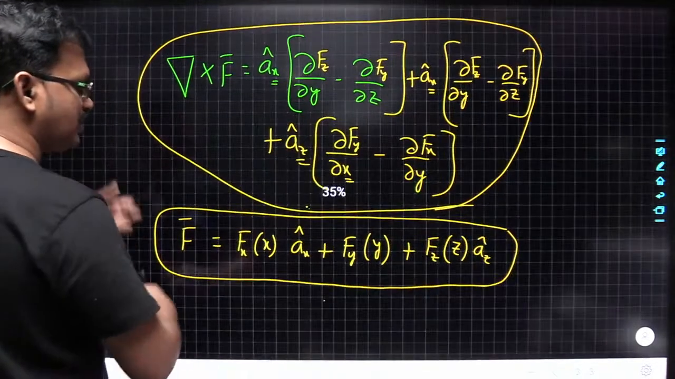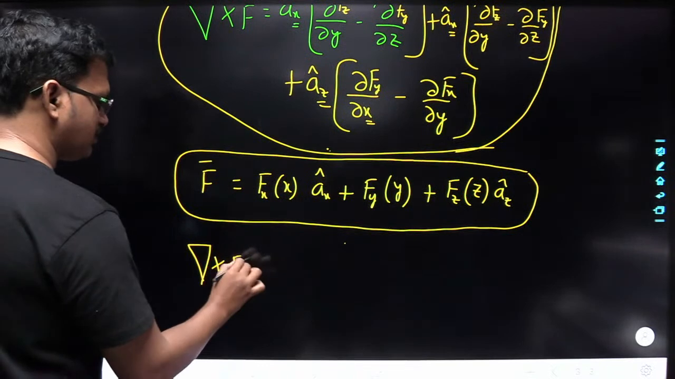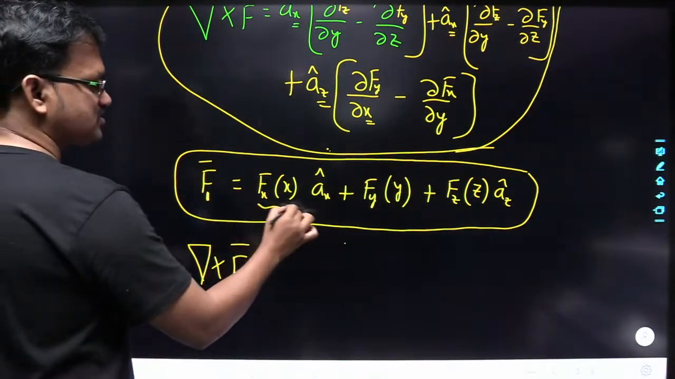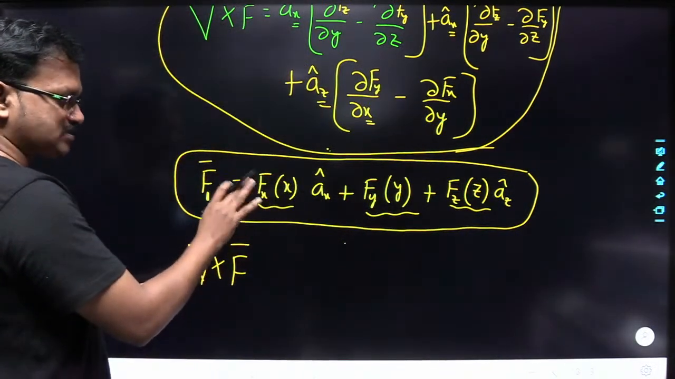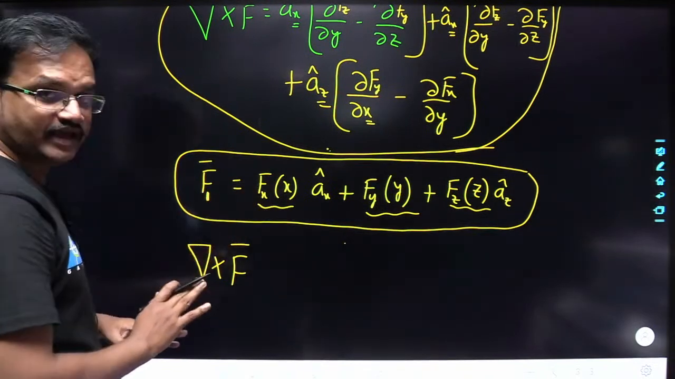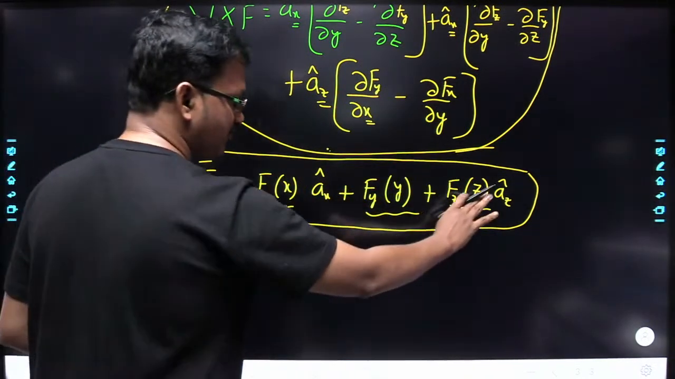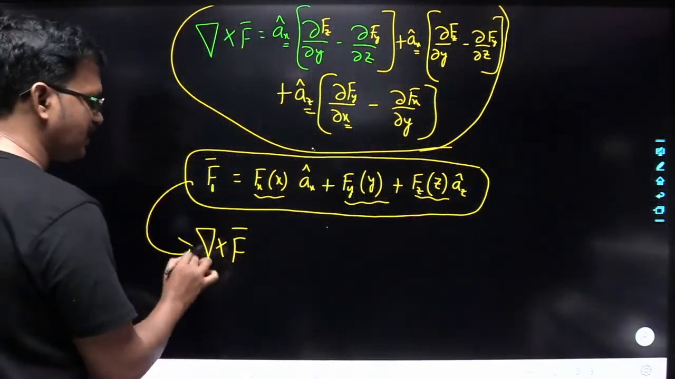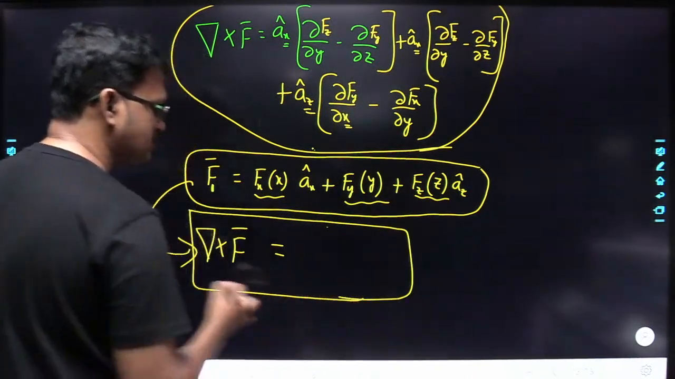then tell me what is the curl of this type of vector field. What is the curl of this vector field here? Let us say this is f bar. f bar is equal to, it is having x component, y component and z component. If the x component of the vector field is a function of only x, the y component is a function of only y, and the z component is a function of only z, then in that case, what is del cross f here?